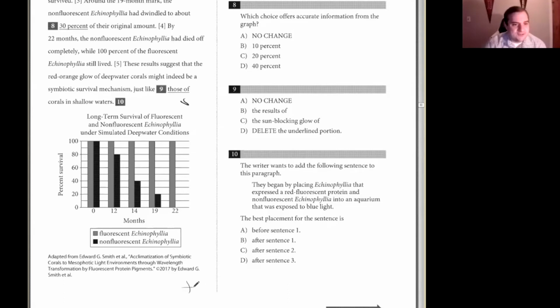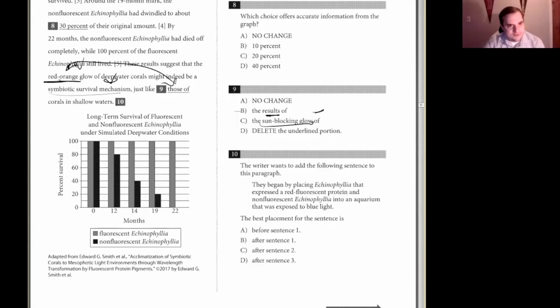Now, the difference between that and those is singular versus plural. Okay? So now we have some sort of issue with that, but we still need to untangle it. These results suggest that the red-orange glow might be a symbiotic survival mechanism, just like, all right, so here's what's going on, right? What are we comparing here? Well, on this side, we're talking about the glow being a survival mechanism. So it would be just like the sun blocking glow. Here we've made it clear we're talking about the glow on both sides.